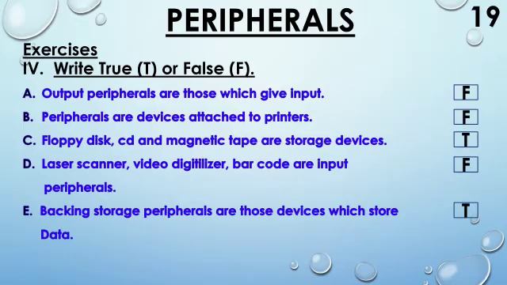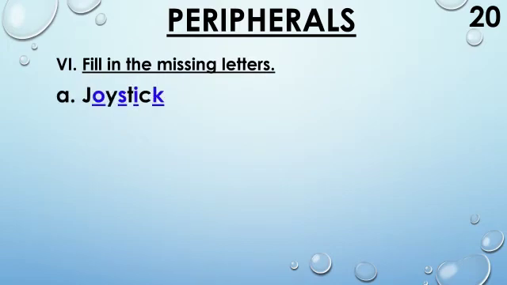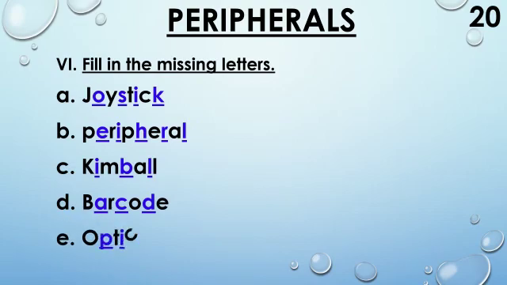Next exercise, fill in the missing letters. Exercise number 6. Fill in the missing letters. A, joystick. B, peripherals. C, gimbal. D, barcode. E, optical. Okay. Now this is the last exercise, number 7.